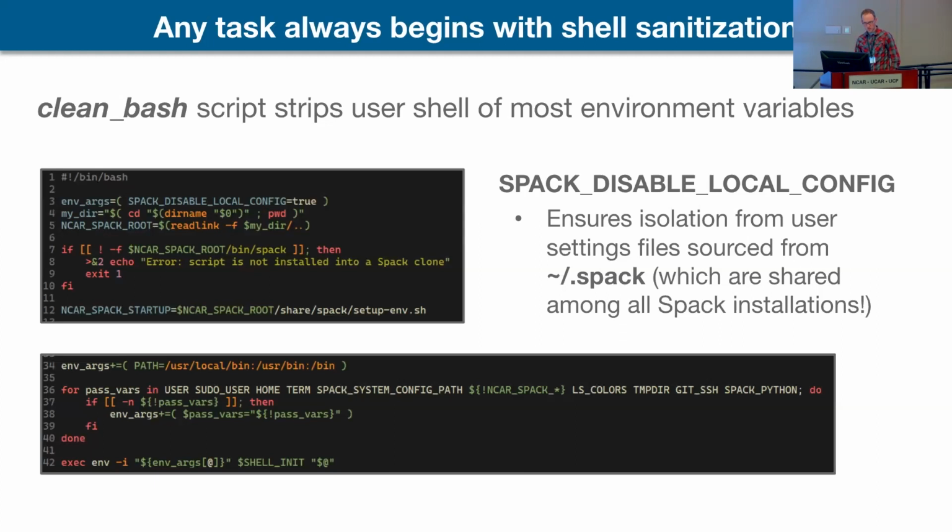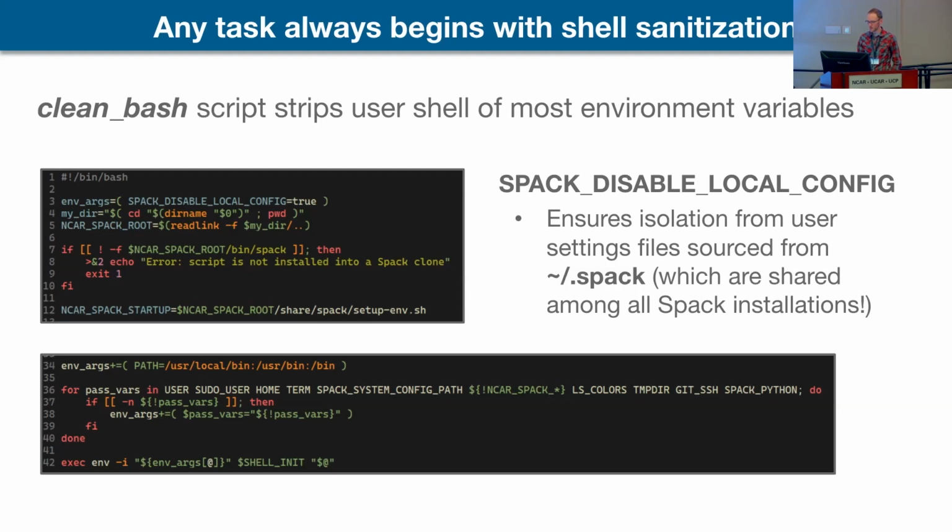One thing that we make sure to start off with is that any task begins with a shell sanitization step. This isn't strictly required, but I found it makes things a lot more reproducible. So we just have this clean bash script, which starts a new, very clean bash shell. It'll only propagate very specific environment variables forward. It also starts up the particular Spec clone that we want to use and sets that up in the environment.